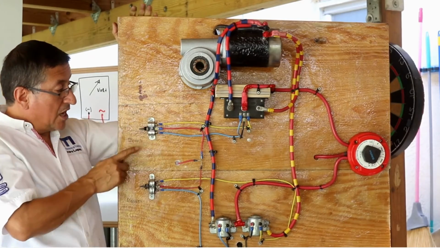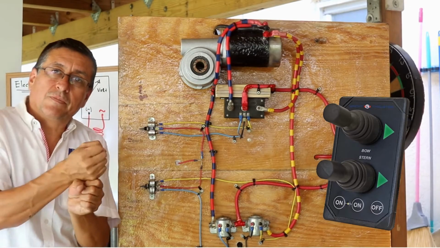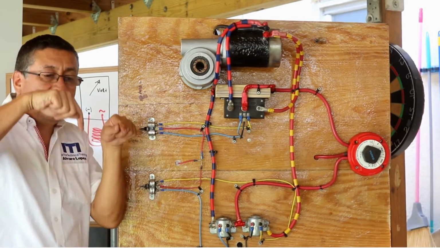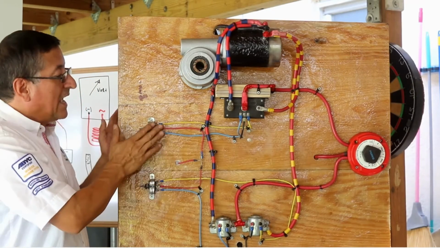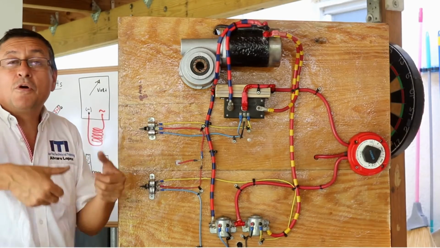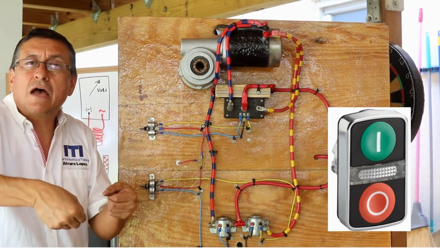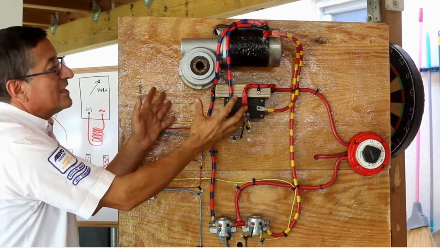This switch one could be the joystick of the bow thruster, or this one could be the foot pedals for the anchor. Yeah, I replaced those switches, but you can replace those switches with momentary switches, up and down, or with a joystick for a bow thruster. The procedure is exactly the same.